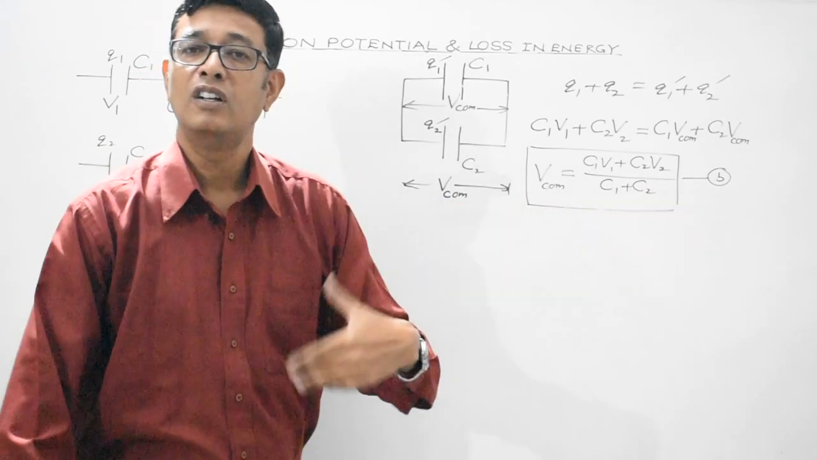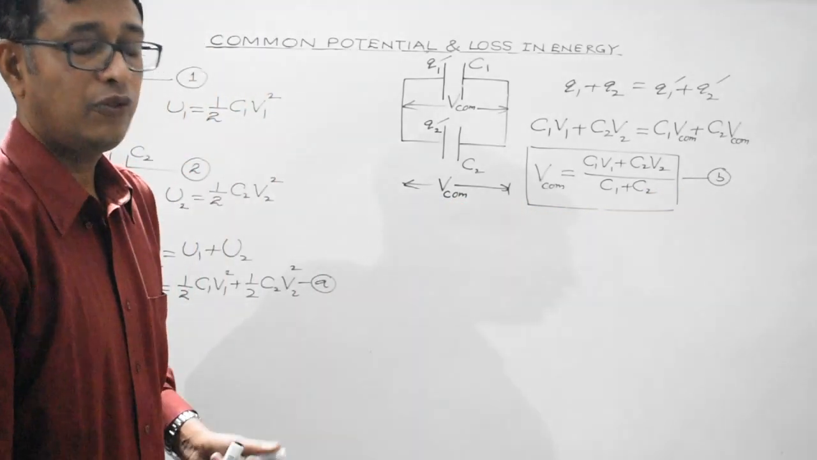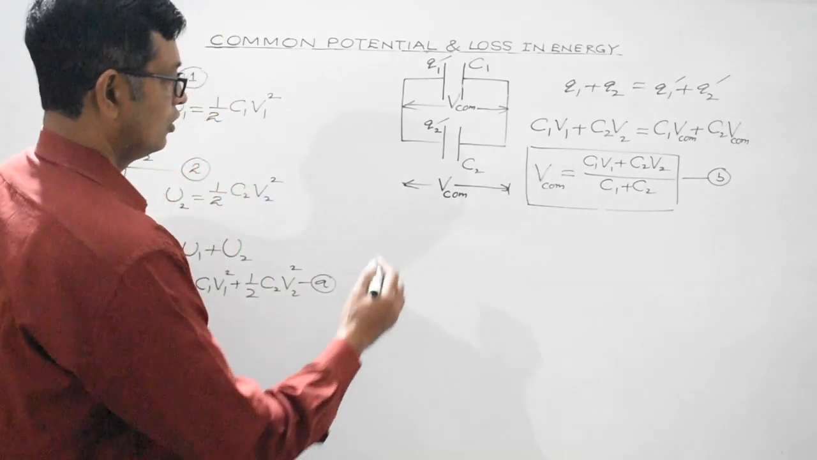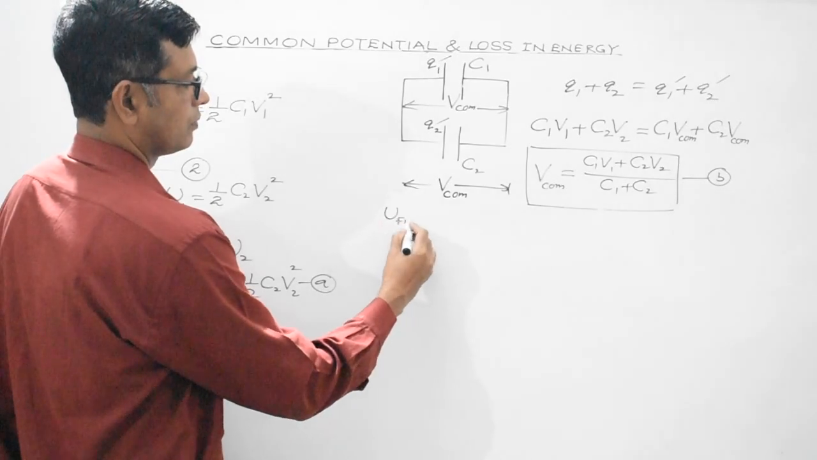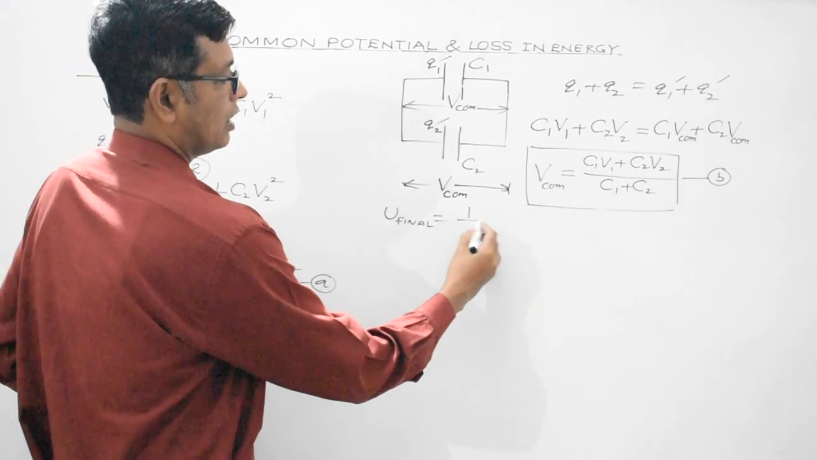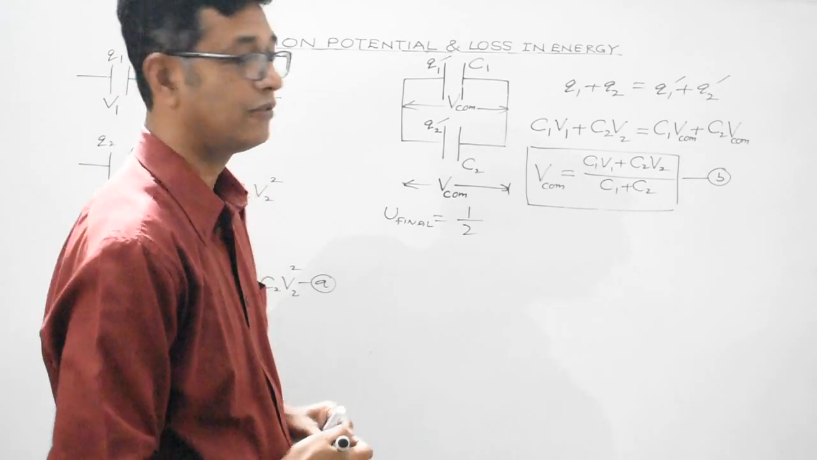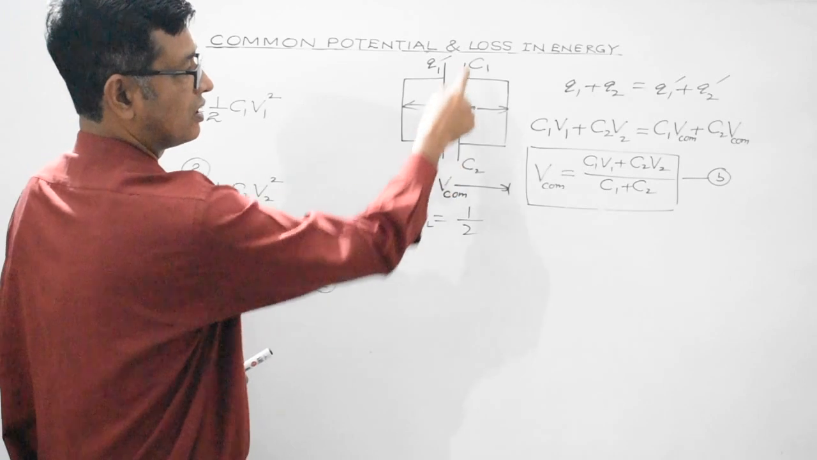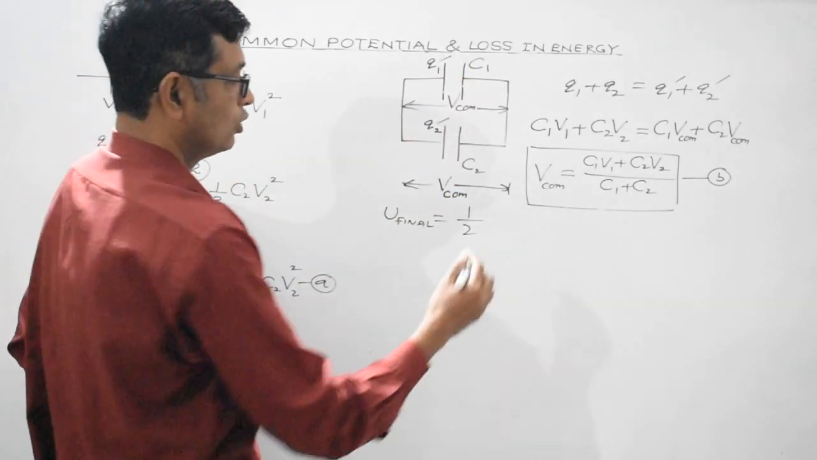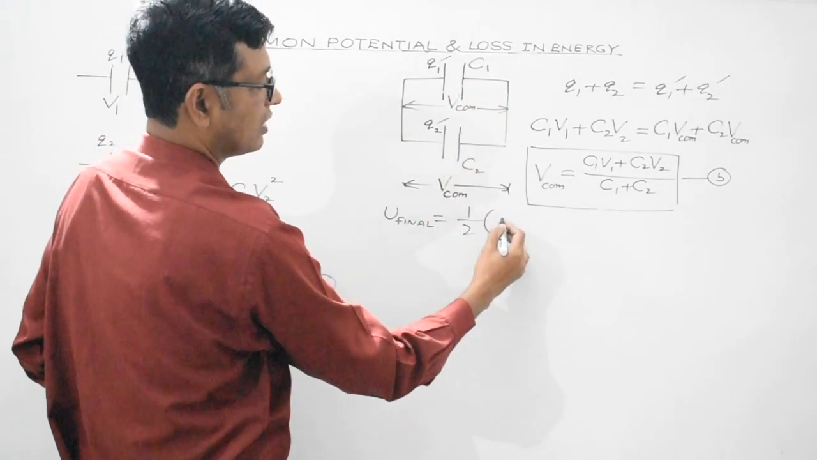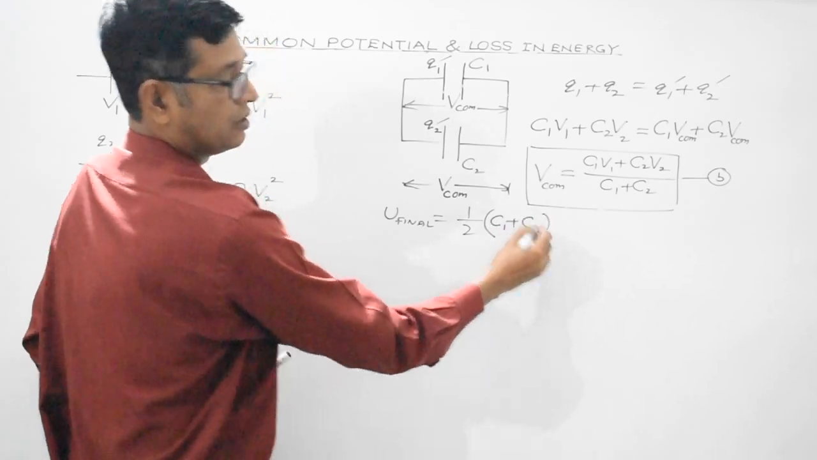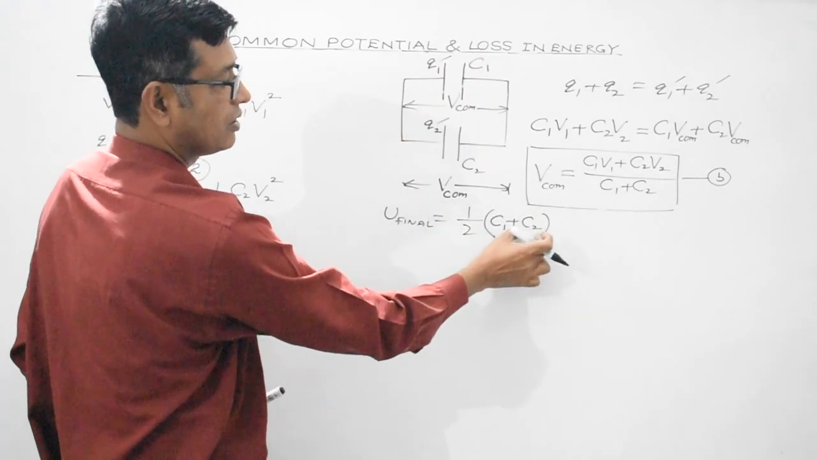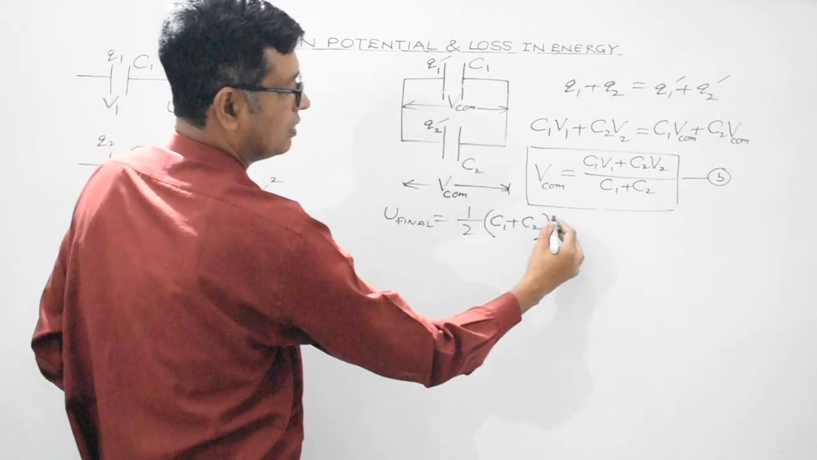Now let's find out the loss in energy. For loss in energy, we need to find out the final energy of the system, right? So let's find out the final energy of the system. Again, formula is half CV square. What is the net capacitance over here? Common potential, potential being constant, they must be connected in parallel. So what is the resultant capacitance of these two capacitors connected in parallel? It will be C1 plus C2. Formula is half CV square. So C net in the combination is C1 plus C2. And what is V net? It is common potential.